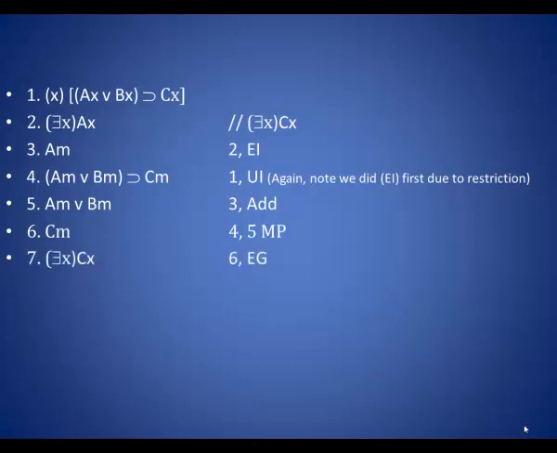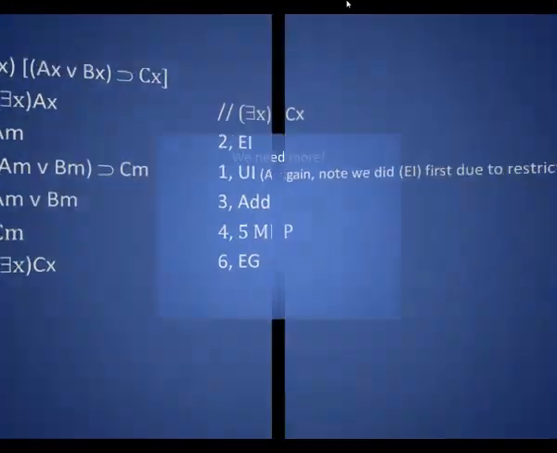So what we can do is simply EG 6, which means I'm going to add an existential quantifier to that line, and then I'm going to change my constant, which in this case is M, to a variable that is in my quantifier. Now you'll notice line 7 matches the conclusion, and therefore we've solved the problem.